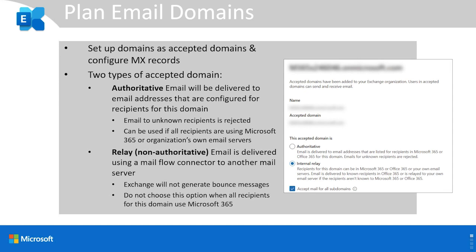With relay domains, email is delivered using a Mailflow connector to another mail server. Exchange will not generate bounce messages if a recipient doesn't exist. This kind of solution is appropriate if some members of your organization are not using Microsoft 365, and in cases where mail must be forwarded to mail servers that you don't control.